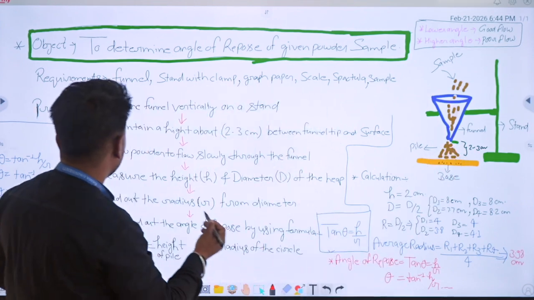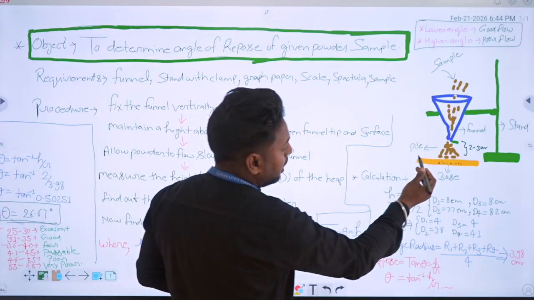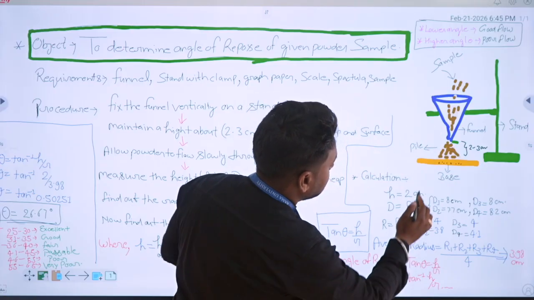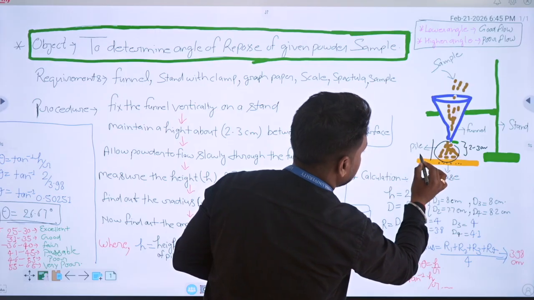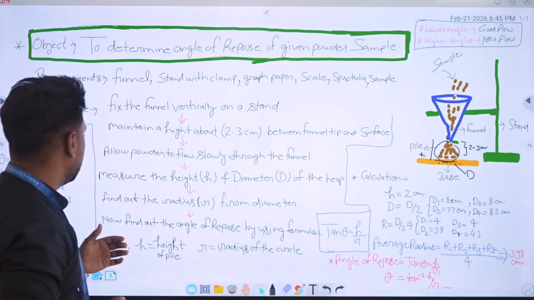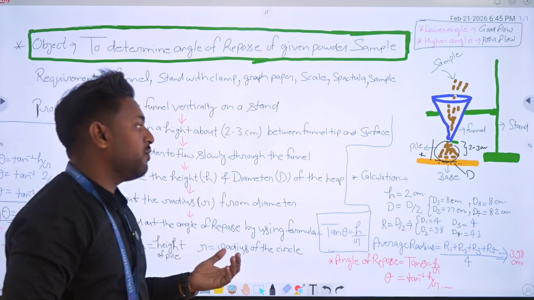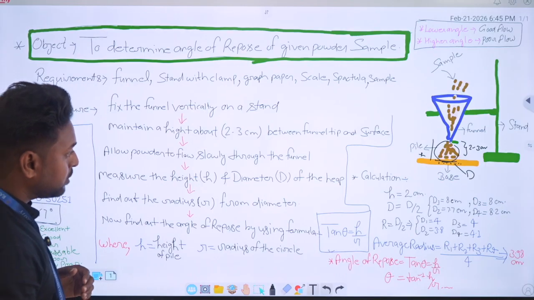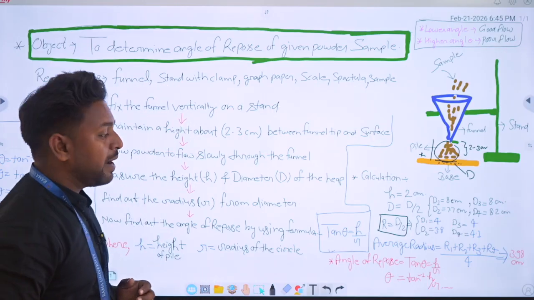After dropping the powder, the next step is to measure the height h and diameter d. When you drop the powder on the base, you get a pile. This is the pile, and we have to measure the height h and diameter d of this pile. After that, find the radius from the diameter. For this we use the formula r is equal to d by 2.